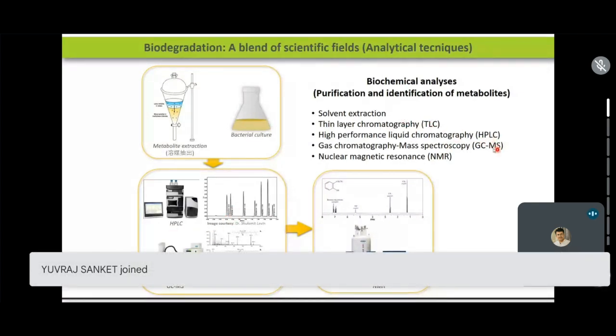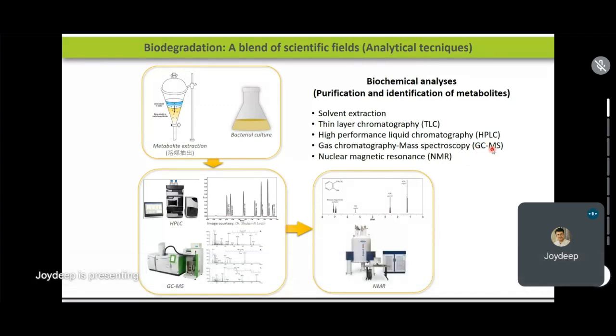And in many cases, some of the intermediates that we isolate, we need to understand the structure of the compounds. In such cases, we go for nuclear magnetic resonance or NMR, and then based on the NMR spectra, we basically try to understand the structure of the intermediate or the metabolite. So these are certain analytical techniques very frequently used in biodegradation studies.